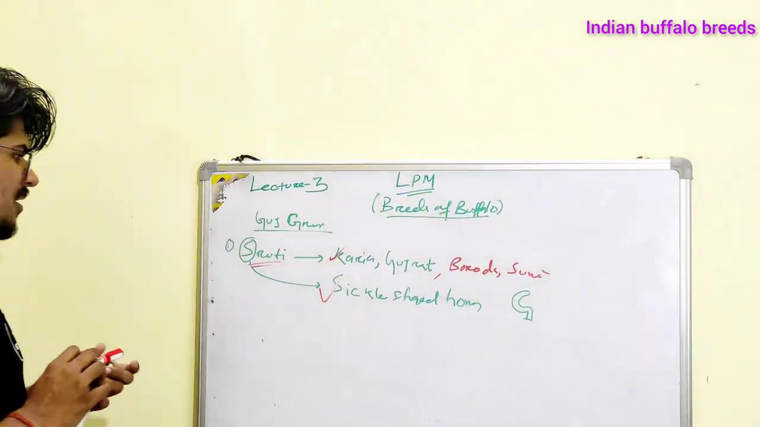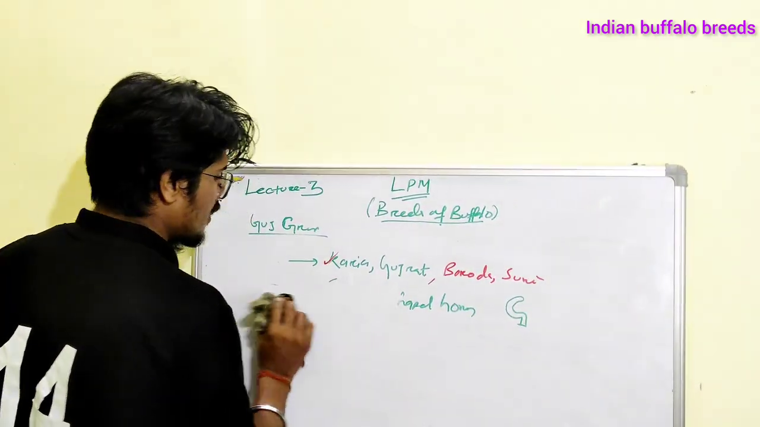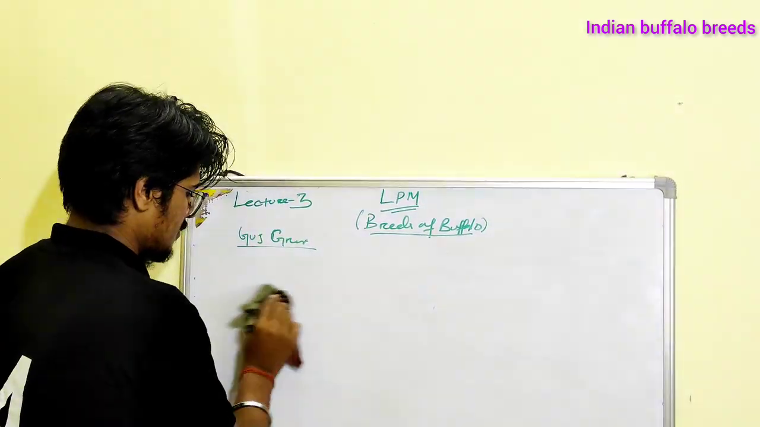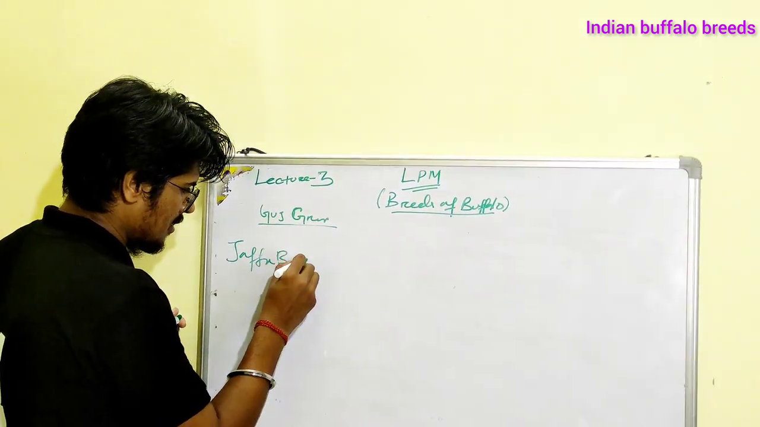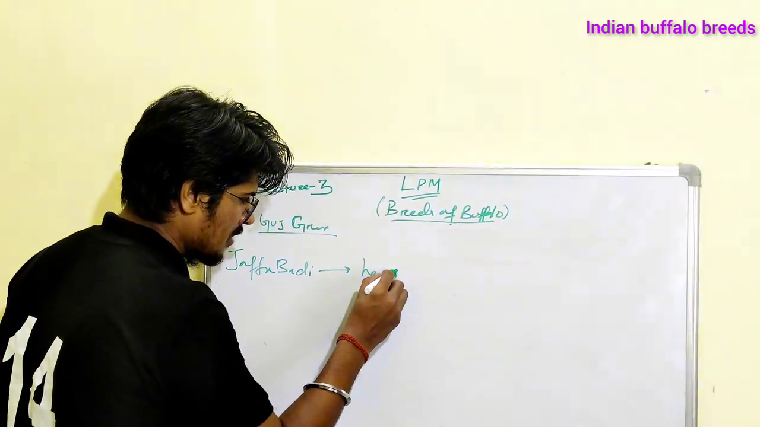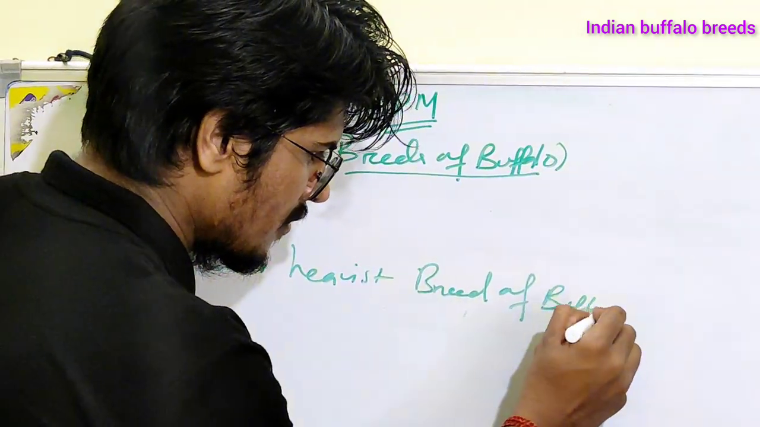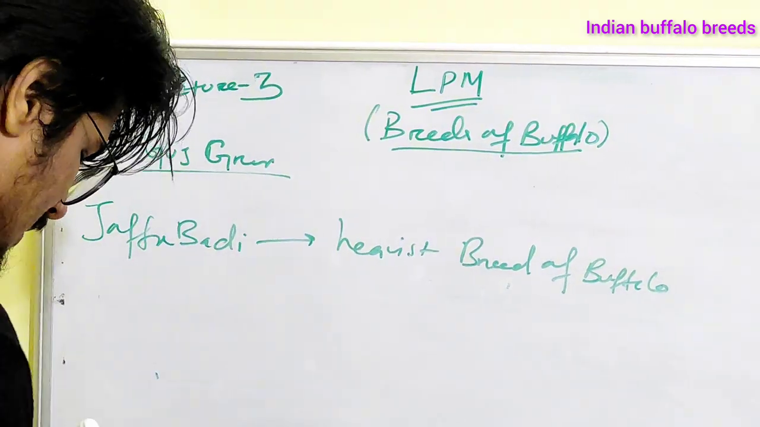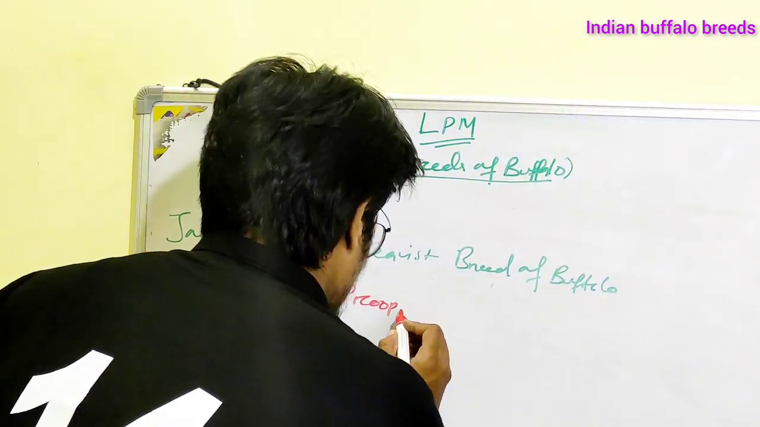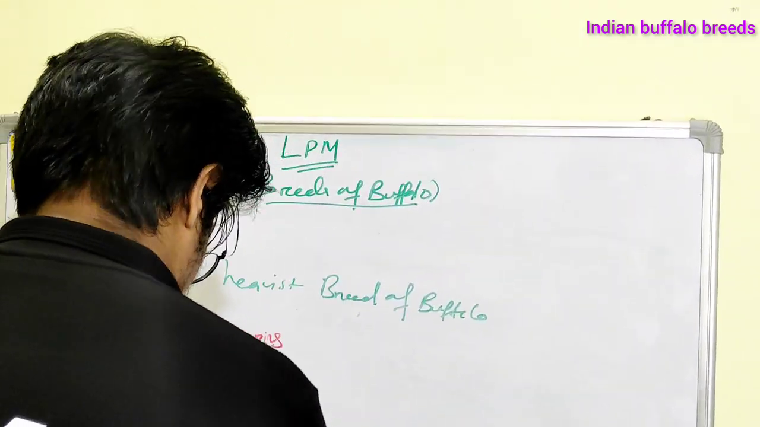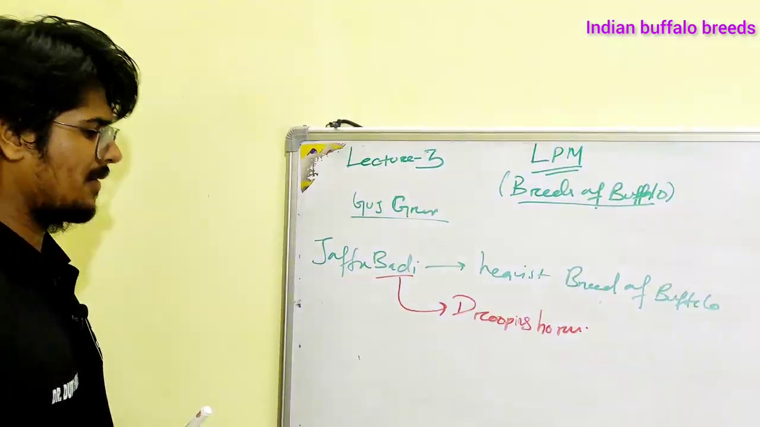Okay. Next, from the Gujarat group is Jafarabadi, the heaviest. Jafarabadi, heaviest breed of buffalo, and drooping horns are the important characteristic of the Jafarabadi.